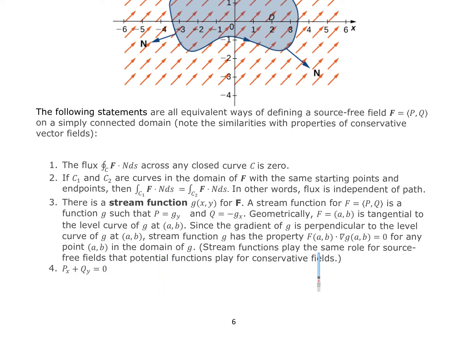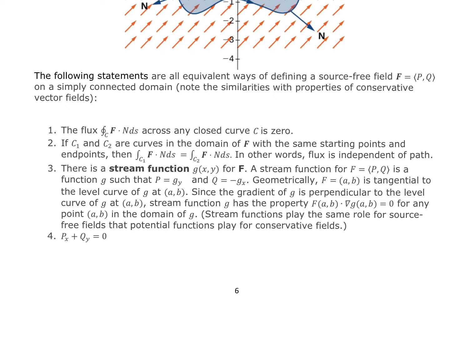Stream functions play the same role for source-free fields that potential functions play for conservative fields. Now, if you remember from last time, we had conservative fields. Now we have not necessarily conservative fields, and the partial of P with respect to x plus the partial of Q with respect to y is equal to 0.